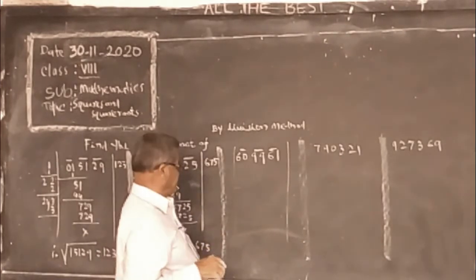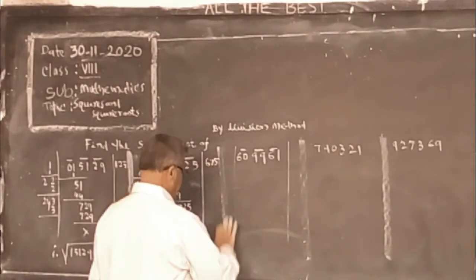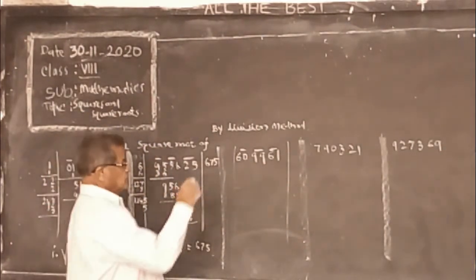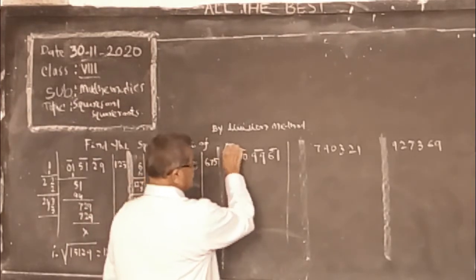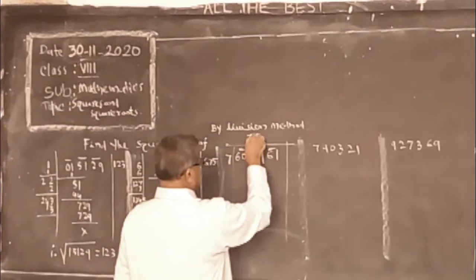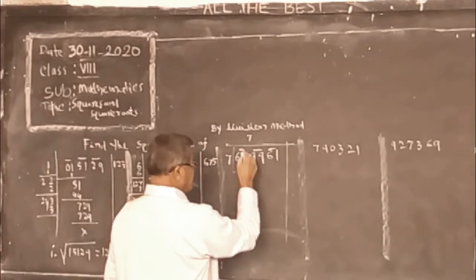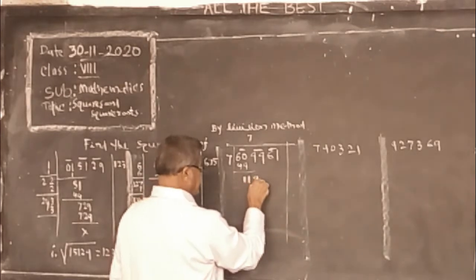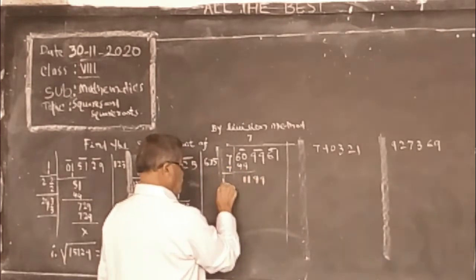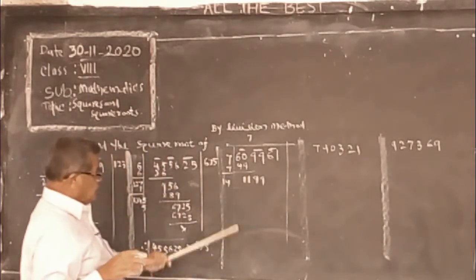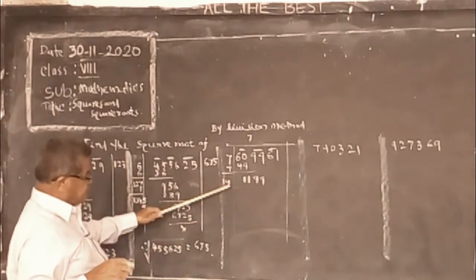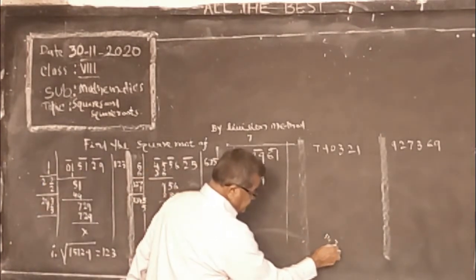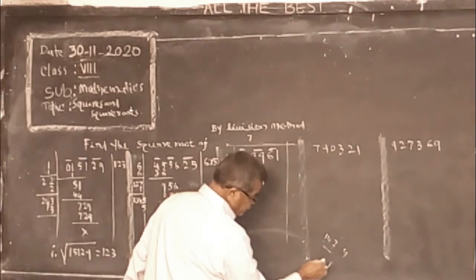Sixty is there. 8 8s are 64, not going. 7 7s are 49. Remainder 1, 11. Take 9 9 at a time. Repeat the same number, 14. 7 4s are 28. 14, 7 7s are 49. 28 plus 4 is 32.